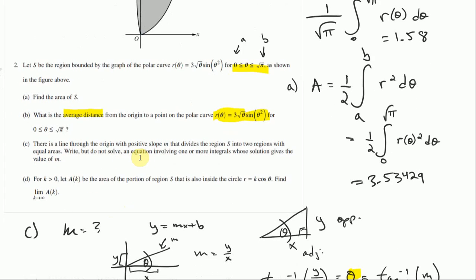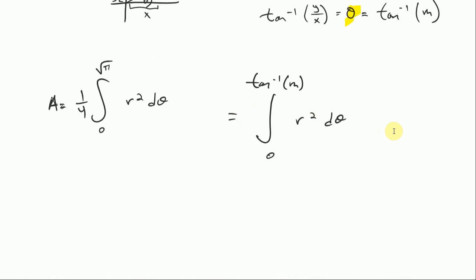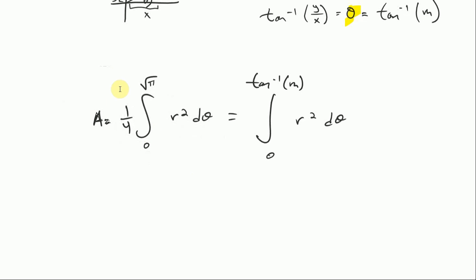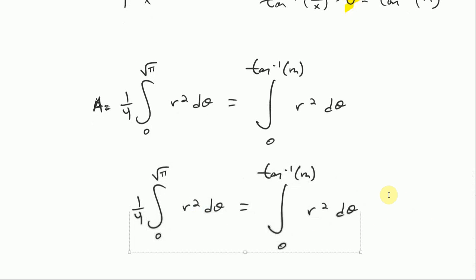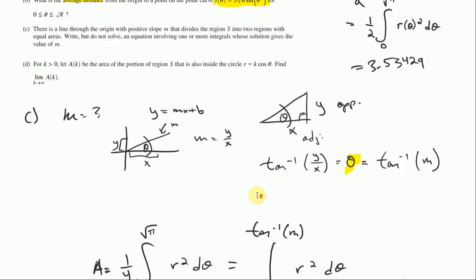Just write, but do not solve, an equation involving one or more integrals whose solution gives a value of m. So if this is solved, if we took this, let me move this a little bit closer together because it's kind of taking me off. If we took this and put it in our Nspire and solved this for m, that would give us an answer. M equals whatever. So I think that would work out.